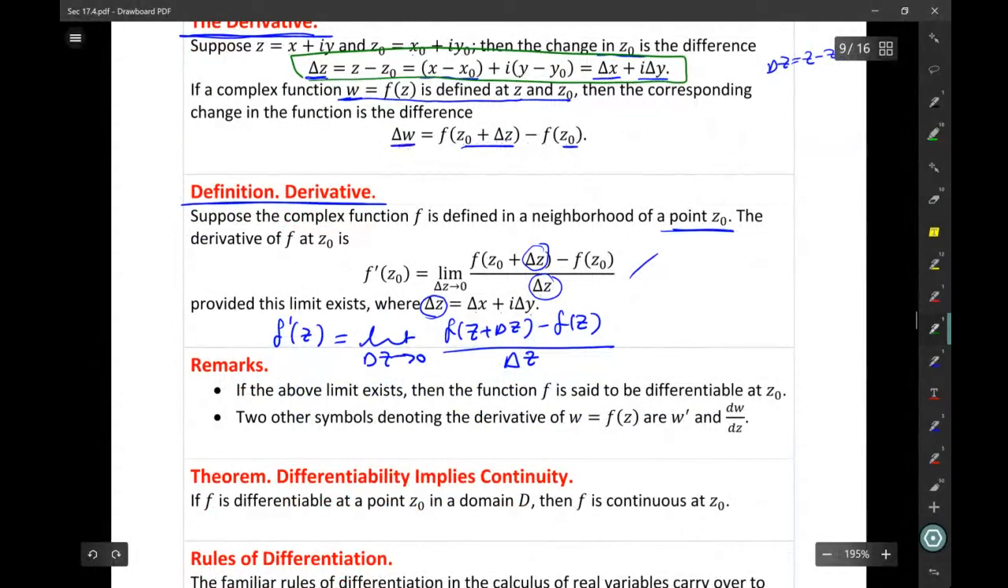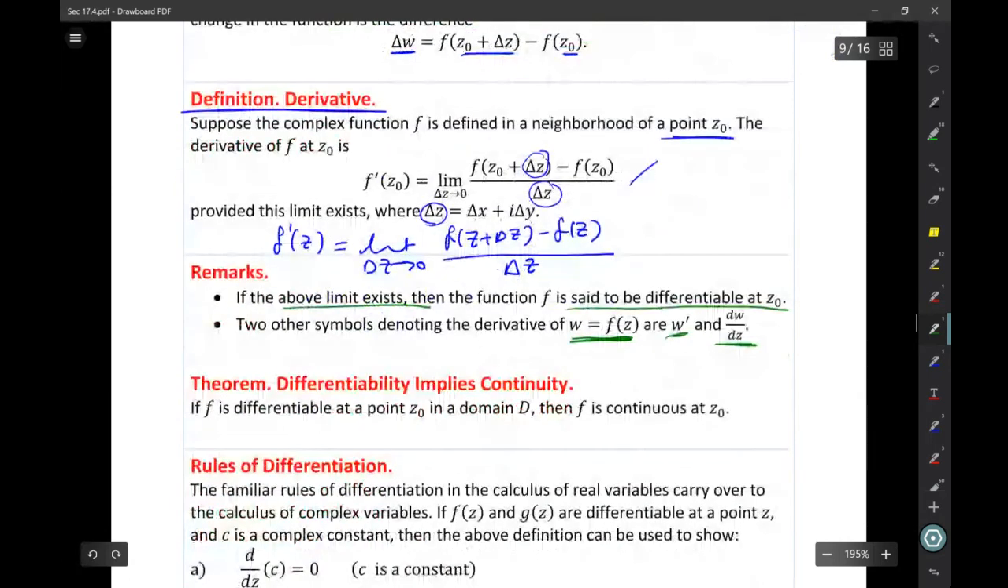الآن, if the above limit, I mean if this limit exists, then we say that the function f is differentiable at z naught. But if the limit does not exist, that means the function f is not differentiable at z naught. طيب. Maybe we could say that if we have w is equal f of z, maybe we can use the symbols w prime or dw by dz to denote the derivatives.